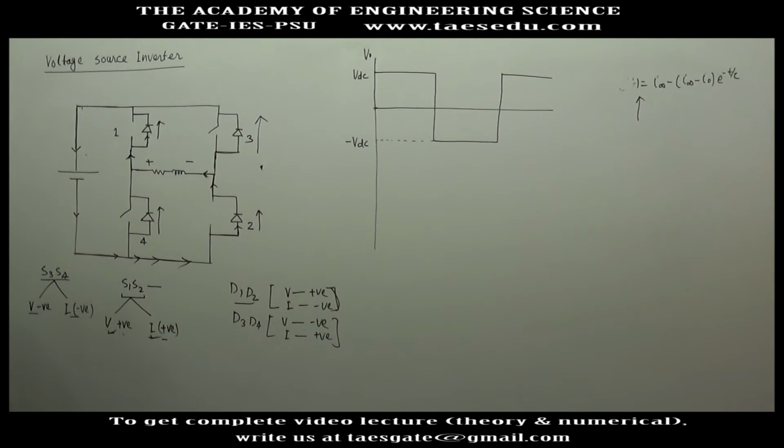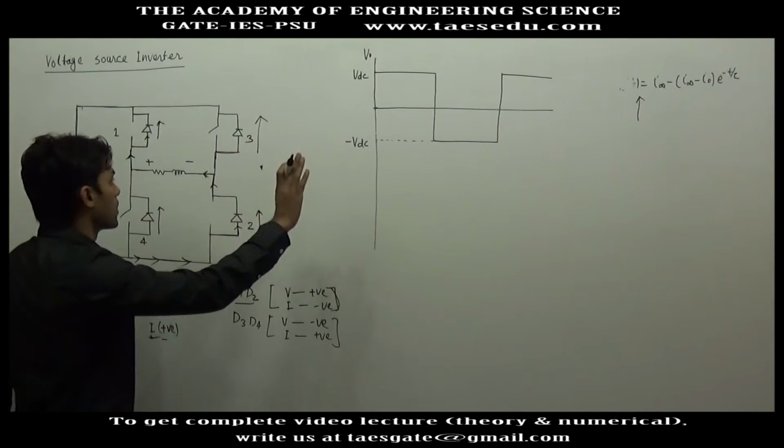So we have a symmetry in the switching sequence. So for equal intervals you will get positive and negative voltages. This is nothing but the graph of output voltage.